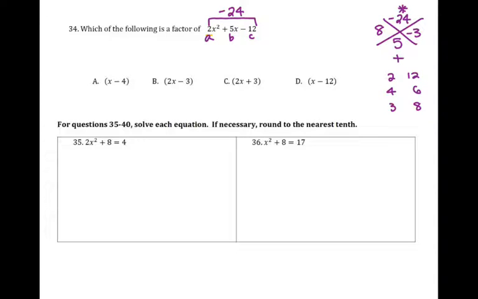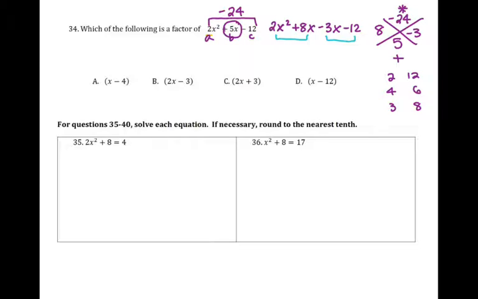From here, I'm going to rewrite my expression, and I'm going to split the middle. So instead of writing 5x, I'm going to write 8x minus 3x minus 12. And since I have 4 terms, I'm going to factor by grouping. So I'm going to group these terms together and look for the GCF of each group.